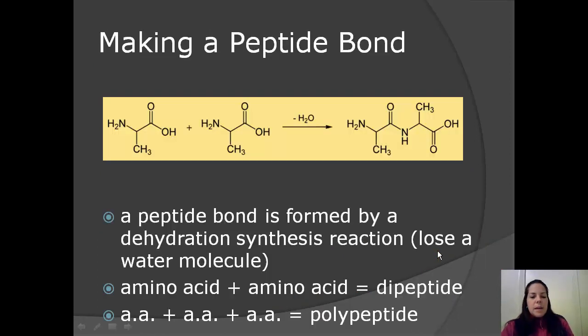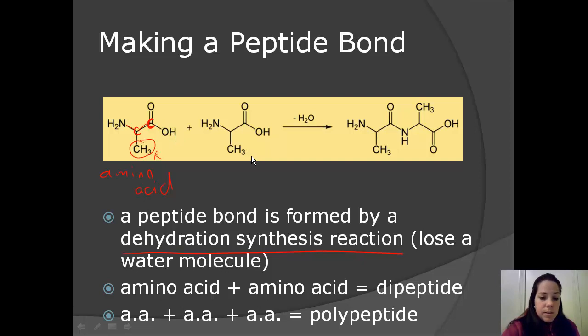Okay, on to making a peptide bond. So a peptide bond is formed by a dehydration synthesis reaction. So you lose a water molecule. So let's take a look at this. Here we've got an amino acid. So we've got our central carbon atom that's joined to its R group down here. And here it's joined to the nitrogen. And over here is the other carbon that's double bonded to the oxygen and the OH here.